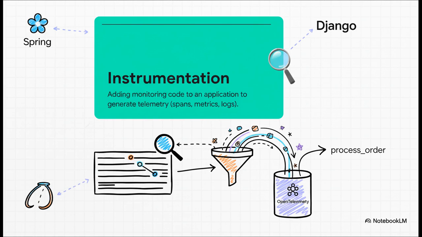You can think of it like adding thousands of tiny little sensors directly into your code. Now you can do this automatically, which is awesome, where OpenTelemetry just hooks into big frameworks like Spring or Django, or you can get your hands dirty and do it manually to track really specific business logic, like maybe a process order function. Either way, once your code is instrumented, it starts sending all this juicy data to the OpenTelemetry SDK. That's its first stop on the journey out of your application.